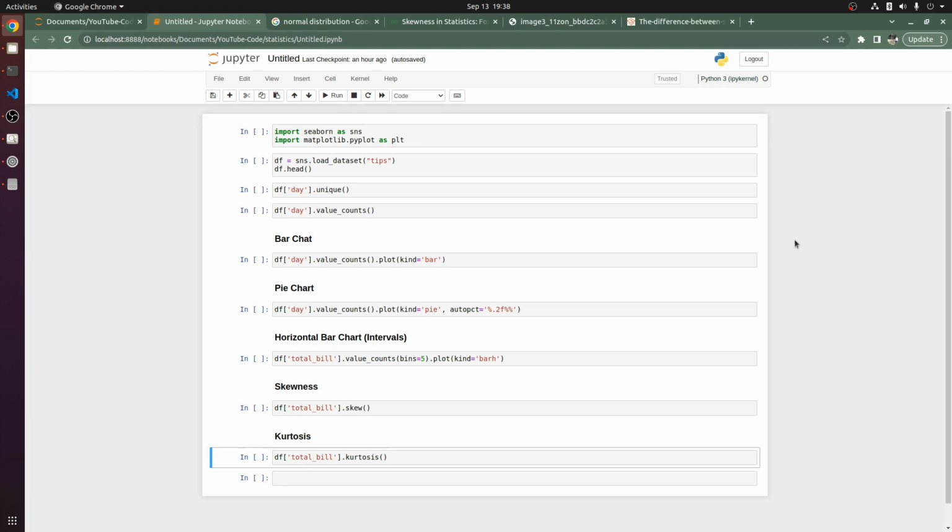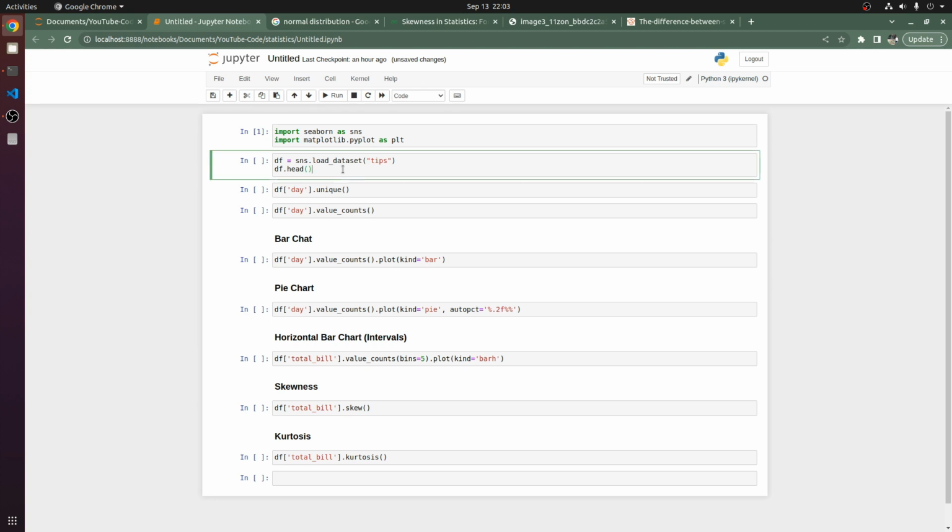So let's get started. First of all I am importing Seaborn as sns, then I am importing matplotlib.pyplot as plt. After that I am loading the dataset tips from the Seaborn library. The type of this df variable is Pandas DataFrame. I will run this cell.